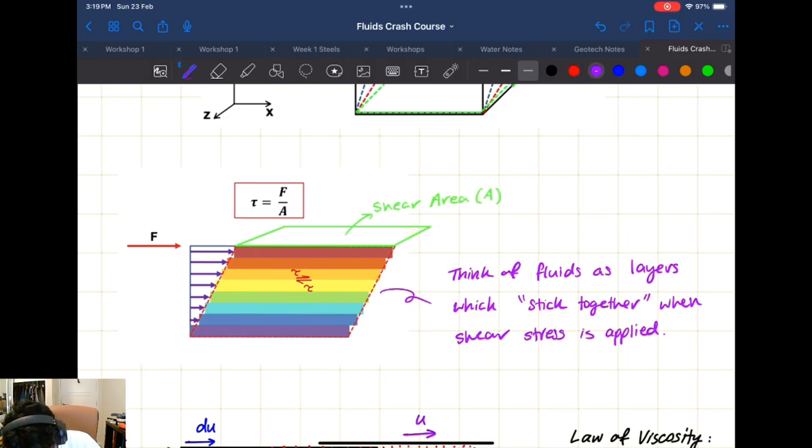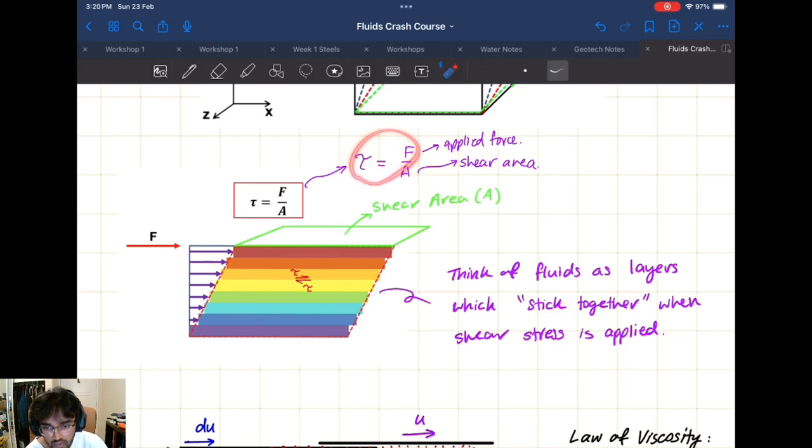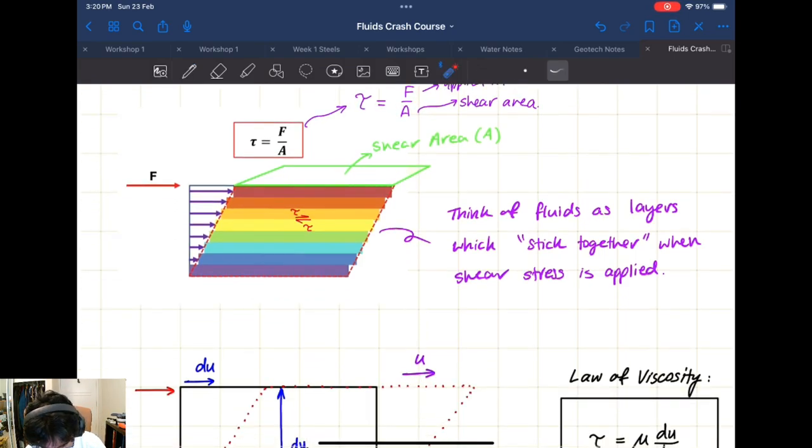I'll quickly talk about this formula over here. This is a formula that you see in solid mechanics, ENGG2500, but it's pretty much just our shear stress, which is equal to force divided by area. But our area is something that we call the shear area. It varies from case to case, so I'm not going to cover it too much right now. I'm going to go over all the cases first, then I'll talk about the cases individually. And the F is just the applied force. We're going to need this when we're talking about the law of viscosity, which is right here.